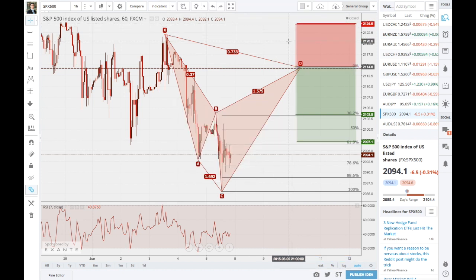Alright, so that's a potential cipher pattern on the S&P 500.